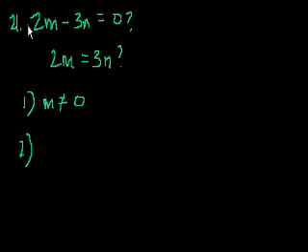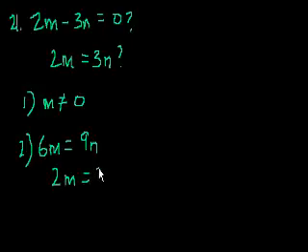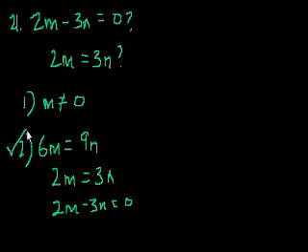The next thing they say is 6m is equal to 9n. Oh, this one's interesting. So what does this tell us? So 6m is equal to 9n. So let's divide both sides by 3, we get 2m is equal to 3n. And then we can subtract 3n from both sides, and you get 2m minus 3n is equal to 0. So with statement 2, you essentially just do a little bit of algebra and you get what we're trying to prove. So statement 2 is good.